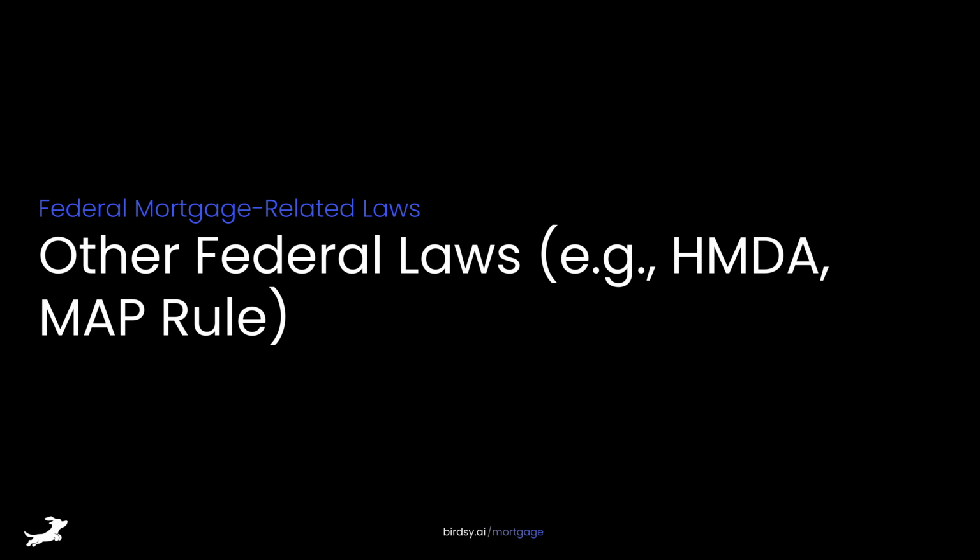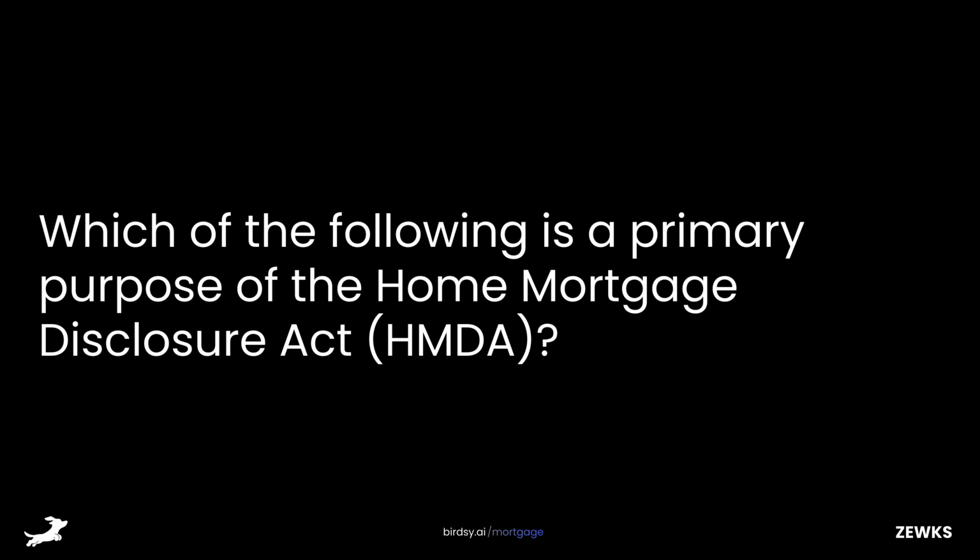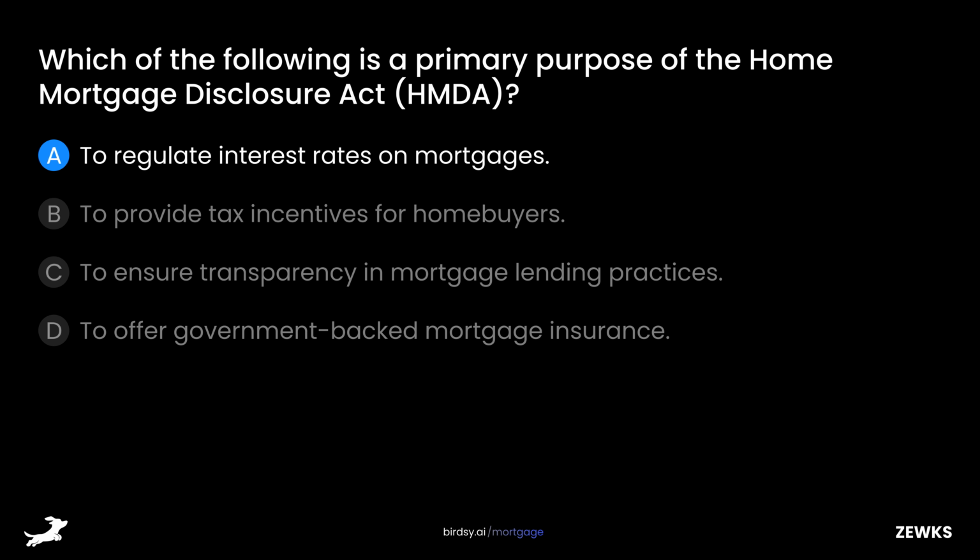Other federal laws. Which of the following is a primary purpose of the Home Mortgage Disclosure Act? Is it A, to regulate interest rates on mortgages, B, to provide tax incentives for home buyers, C, to ensure transparency in mortgage lending practices, or D, to offer government-backed mortgage insurance? The answer is C, to ensure transparency in mortgage lending practices.